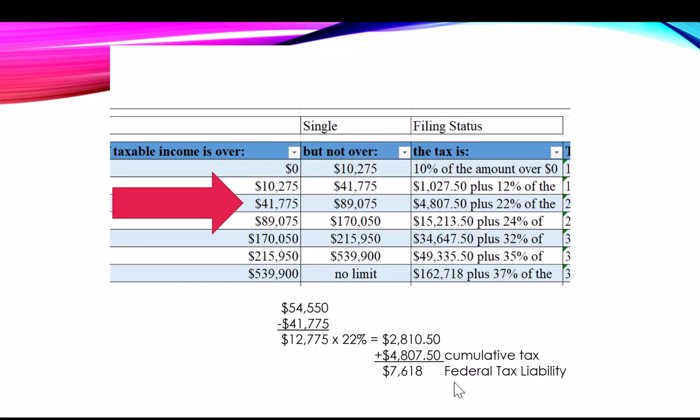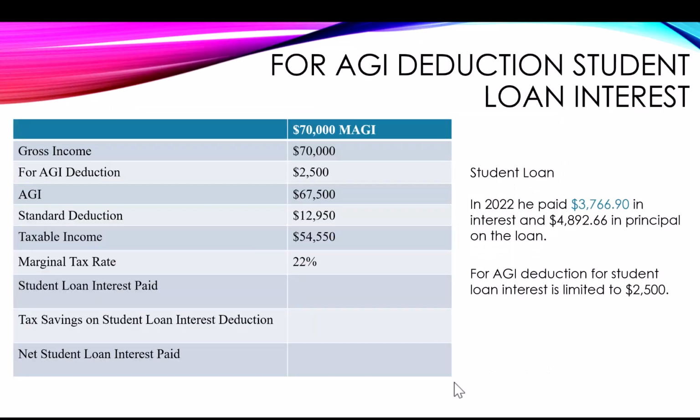However, all we're really interested in, because we want to know what the tax benefit of this for AGI deduction is, is his marginal rate of 22%. So we go ahead and grab that marginal tax rate, and when we multiply the $2,500 for AGI deduction by his marginal tax rate, we find that the tax savings on the student loan interest deduction is worth $550. When we subtract that from the student loan interest paid, we find that he has a net outlay of $3,216.90.